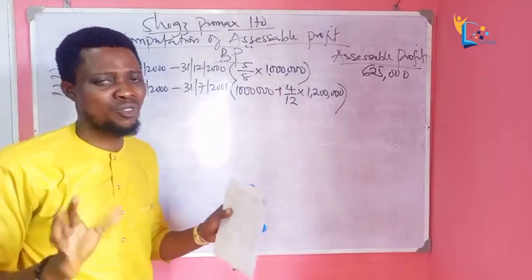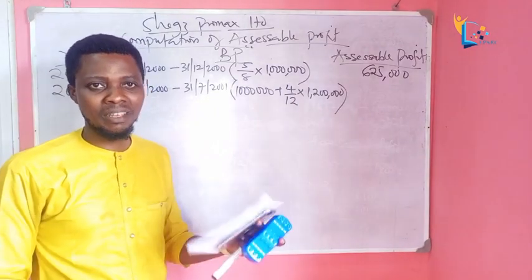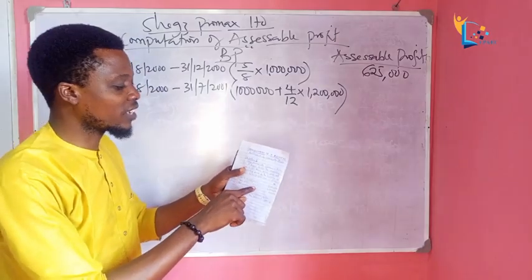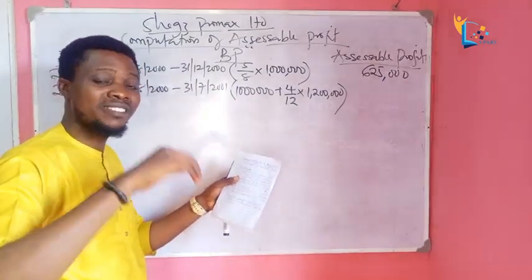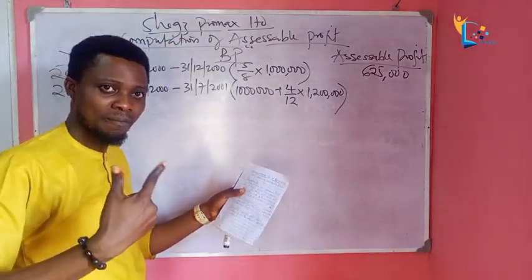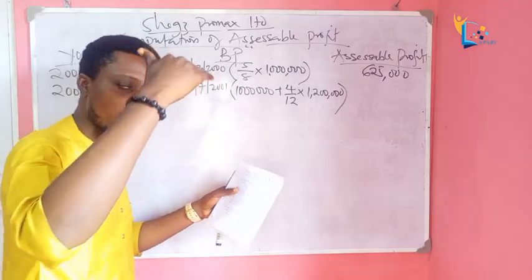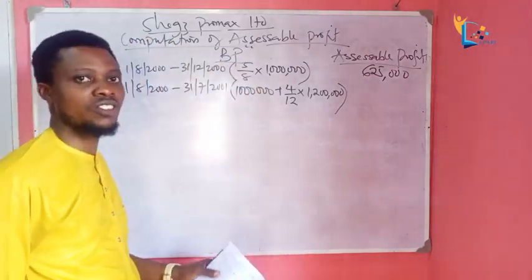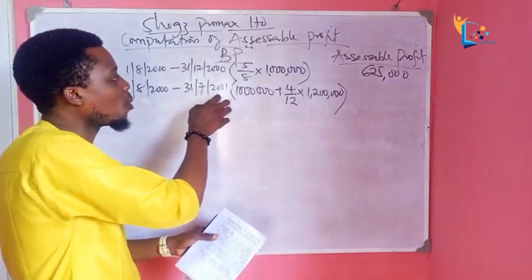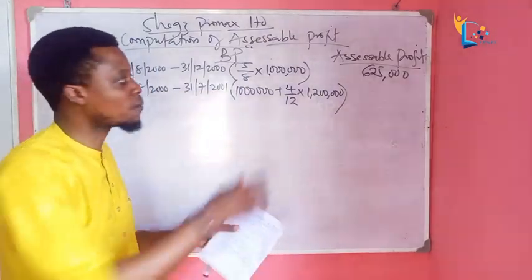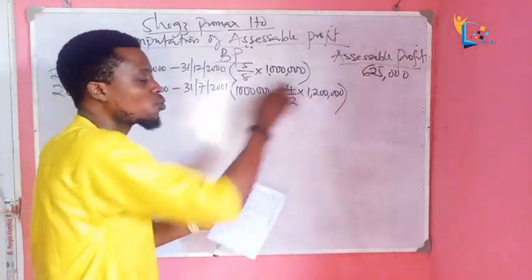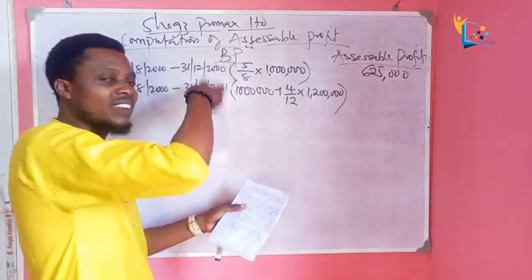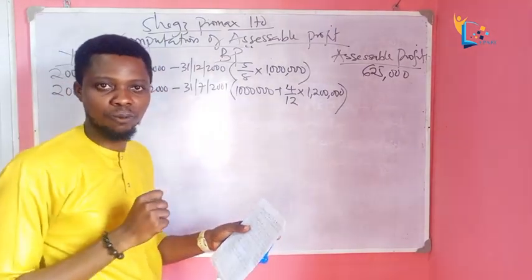I don't know if you're getting it. I'm trying to make it simpler. This 2002 is the accounting date of the end of 2001, because 2001 started from 2001 and ended in 2002. Meanwhile, the 4 months we want to pick out is part of 2002. That is why we are using this value of 2002, this 1.2 million, because these 4 months we are trying to get out of it is part of the 2002.